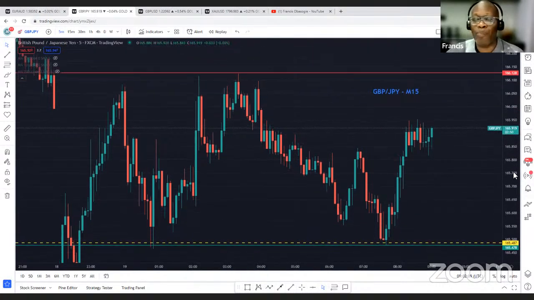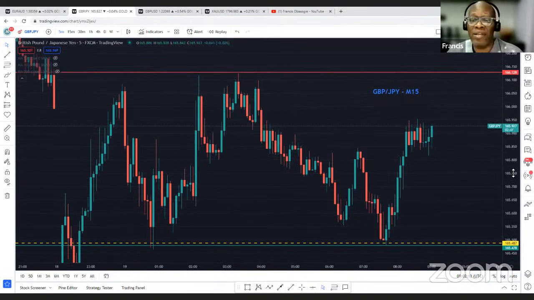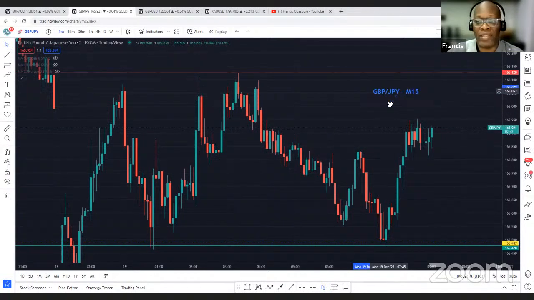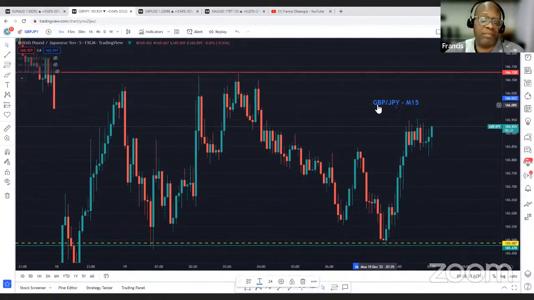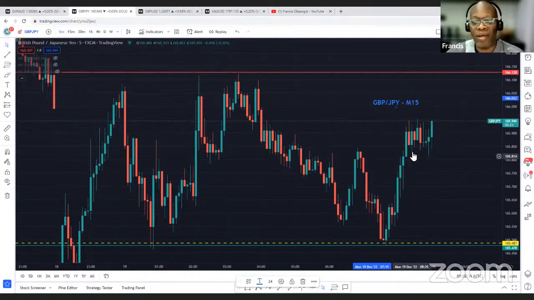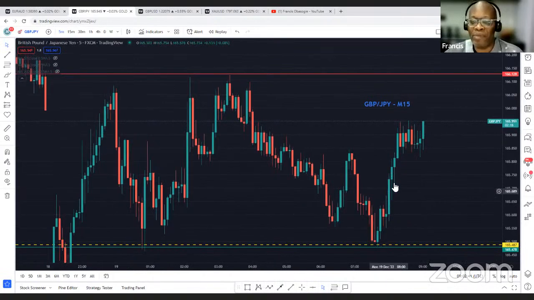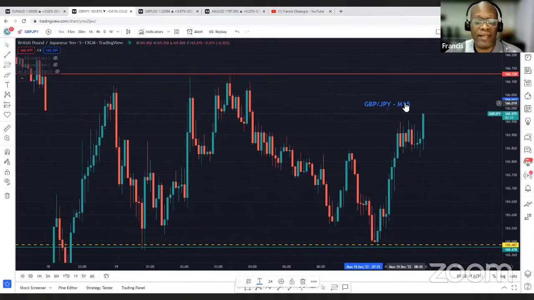Now in trading, we tend to pair up currencies, currency pairs. This chart you're looking at now is the currency pair GBP, as we call it, Great British Pound, versus Japanese yen. So that is what this is. At the moment, the pound has been strong against the Japanese yen. That's basically what's happening here. That's why it's been pushing up.